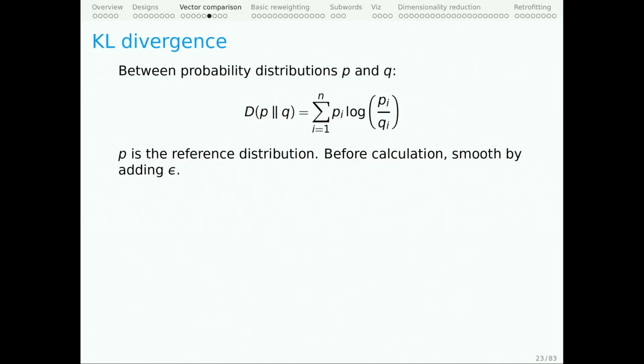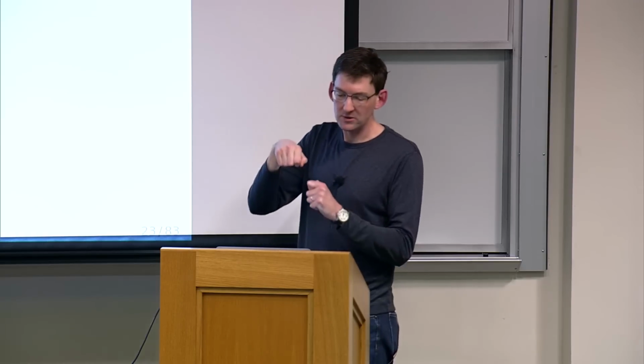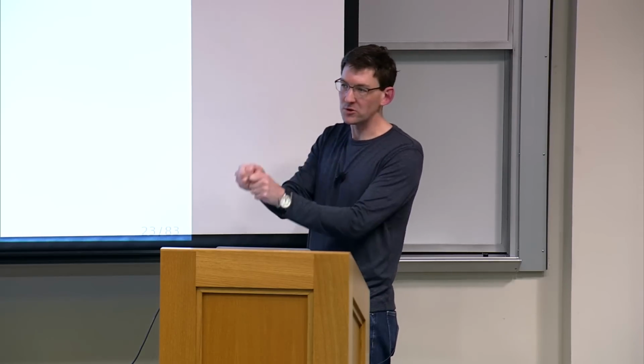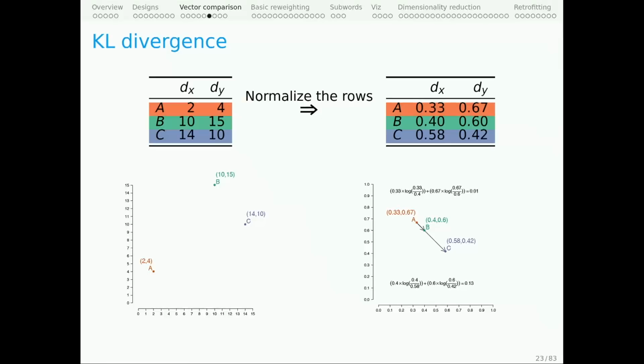Oh, and I wanted to say this can be a little bit fiddly. If Qi there, for example, is 0, then this whole value becomes undefined. And so for any real-world application you have to add some small value to all these things so that your calculations don't explode. And that's one way in which KL is fiddly. And the other is just the fact that it's not symmetric. So it matters whether you pick P as your reference distribution or Q. Here's an example of it happening.